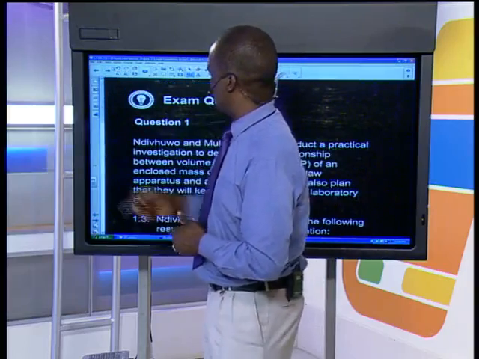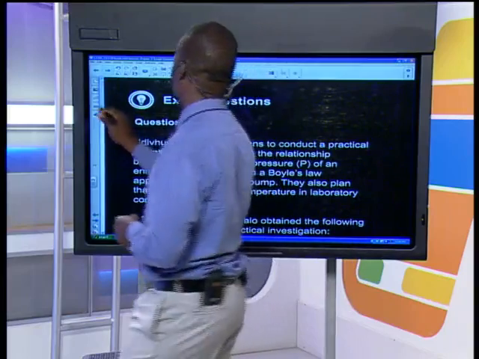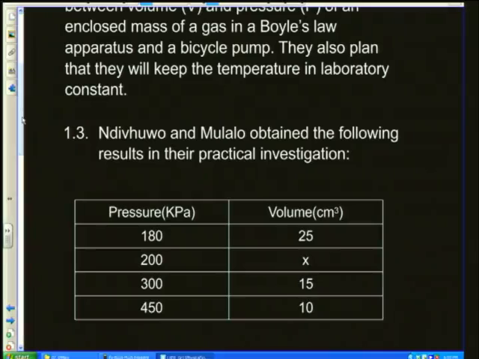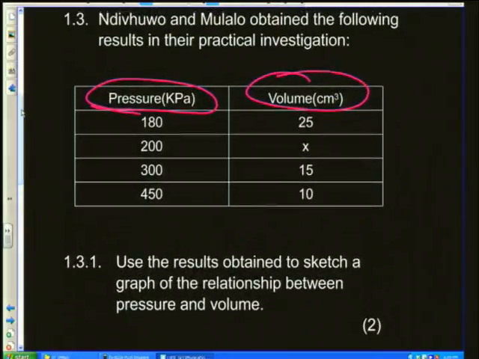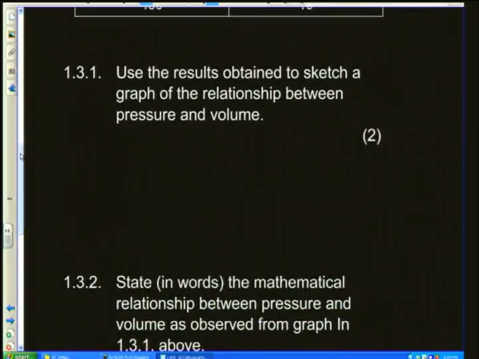In that very same vein, looking at the question that follows, they say, Ndibuo and Mulalo obtained the following results. These are the results that they obtained in this table here. So you have got the pressure here, you have got the volume. The pressure is in kilopascals, and the volume is in cubic centimeters. They can give you the volume as well in decimeter cube. That doesn't matter. So they say, use the results obtained to sketch a graph of relationship between pressure and volume.